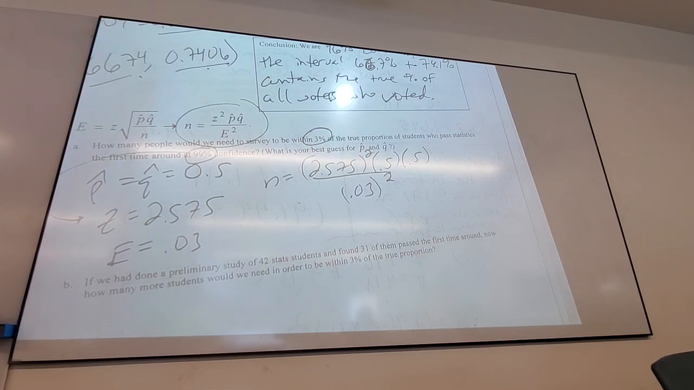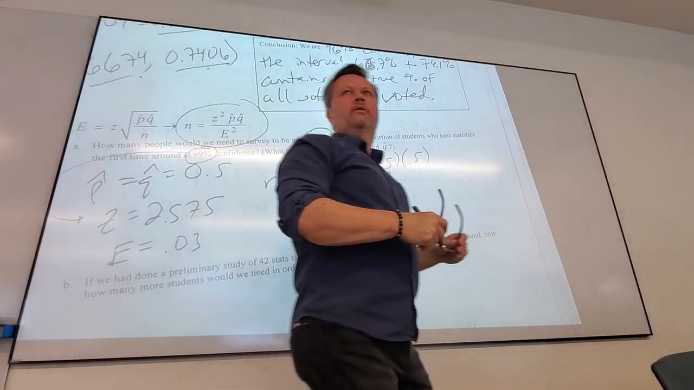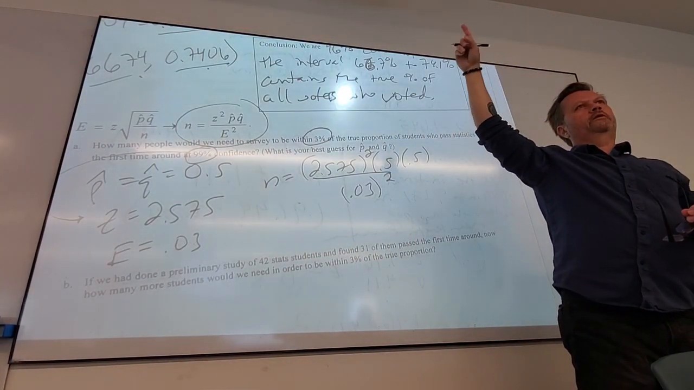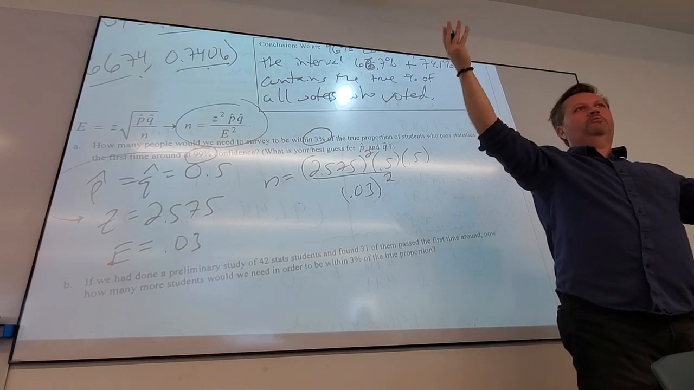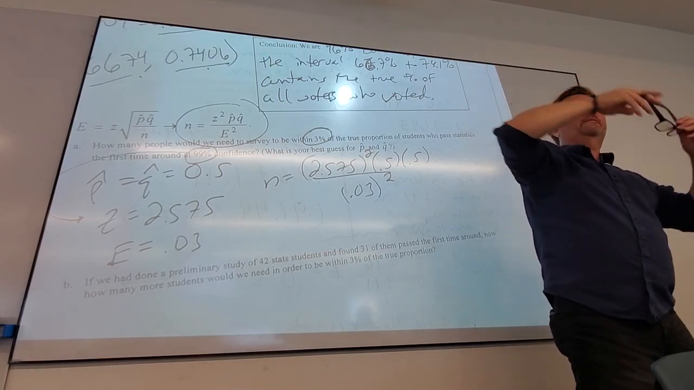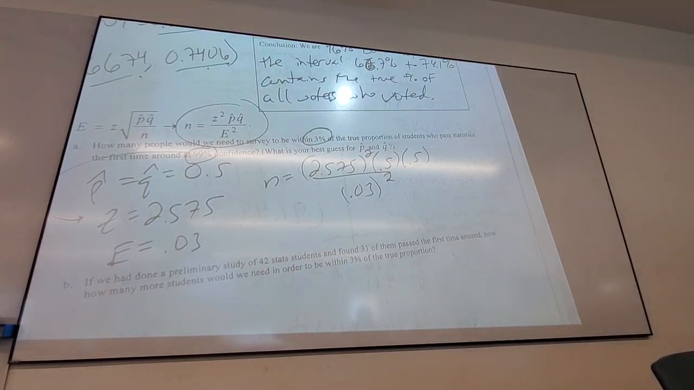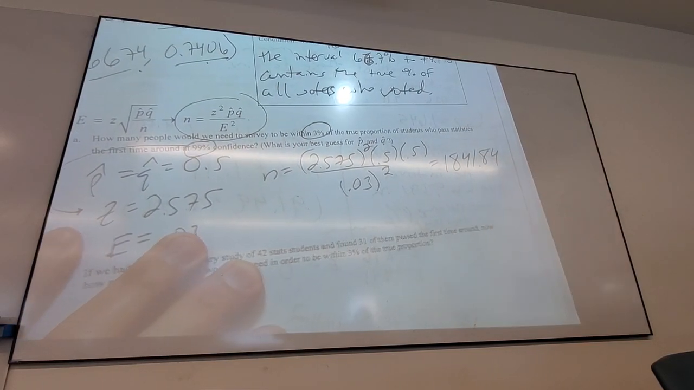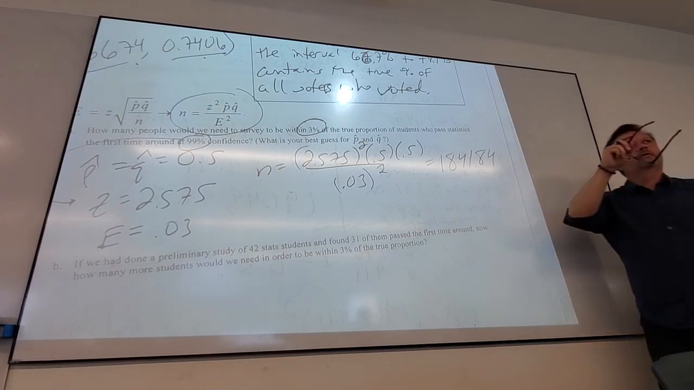Let me see what I get. Whoa, really? It's too much. Probably did that wrong in my head. 1,841. Yeah. Sounds about right. 1841.84. Now, what is that supposed to be again? How many people?